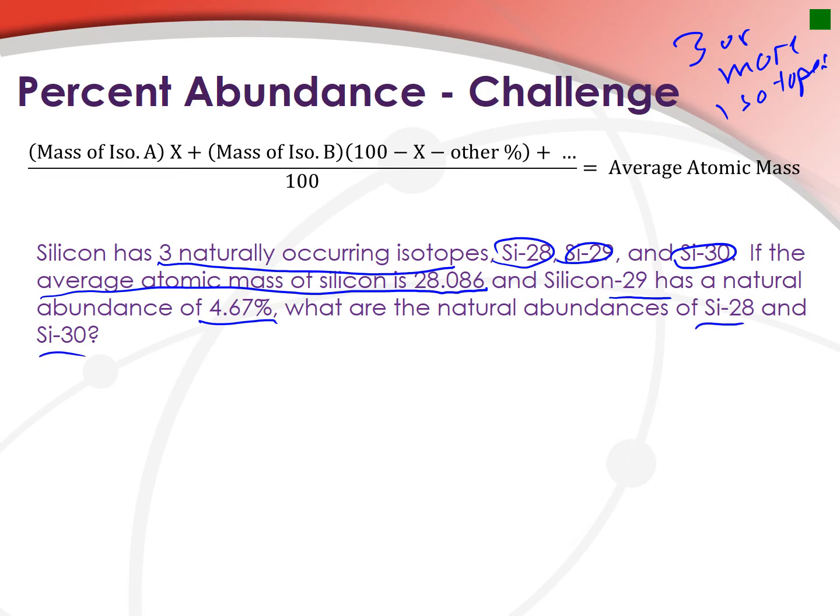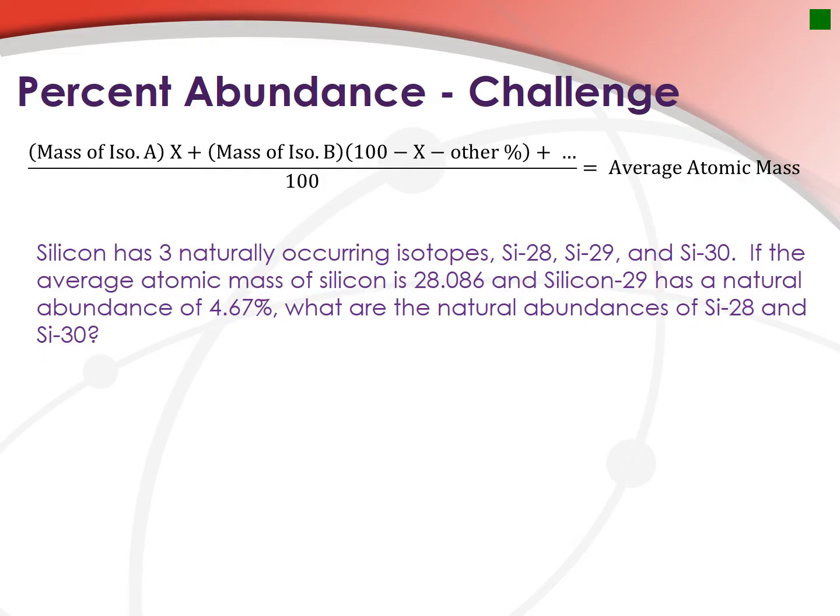So what will always happen with these challenging ones is that we still won't only provide you with 2 of the percentages, we will always provide you with that 3rd or 4th one, and we will also provide you with the average atomic mass, but you're going to have to set it up a little bit differently. It's a little bit more challenging.